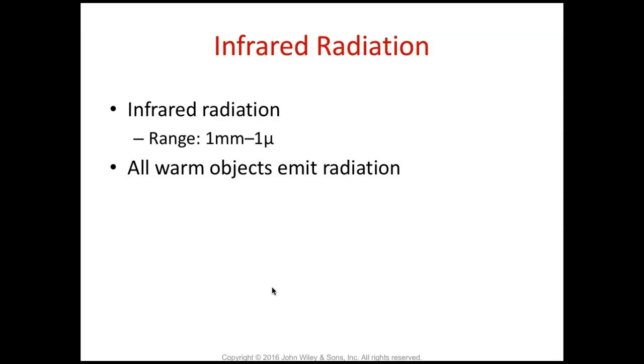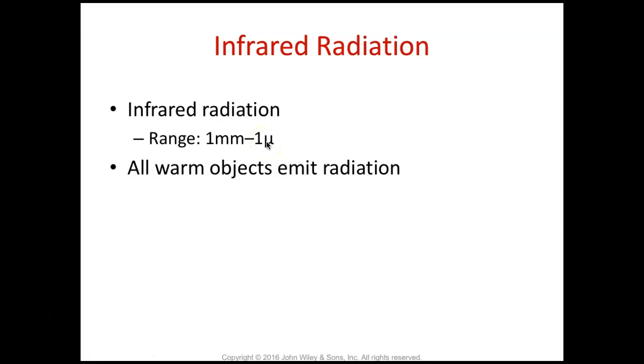The last thing is infrared radiation, which is kind of cool to talk about. IR radiation includes wavelengths of electromagnetic radiation that extend from a millimeter down to about a micron, which is 10 to the negative 6 meter. That letter that looks like a U is actually called mu, and it means micron.